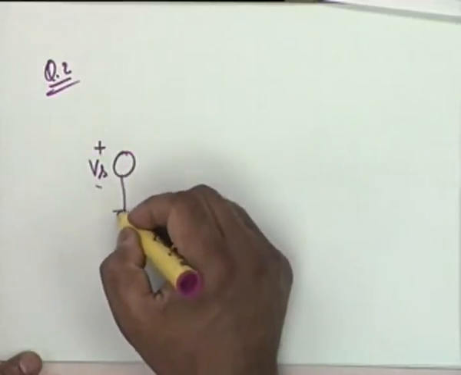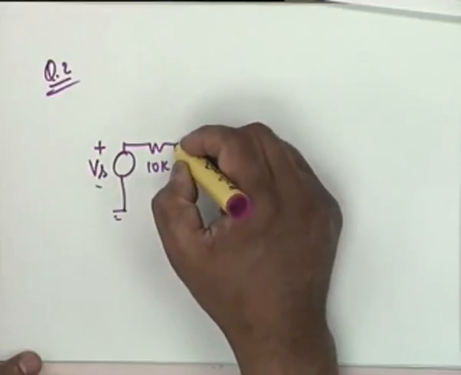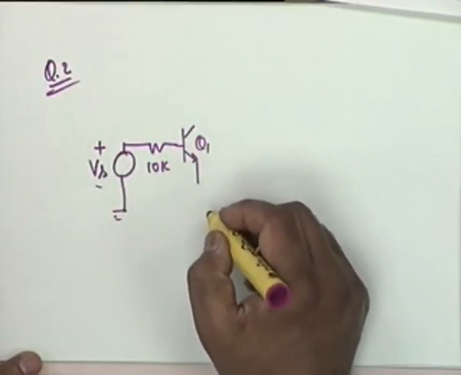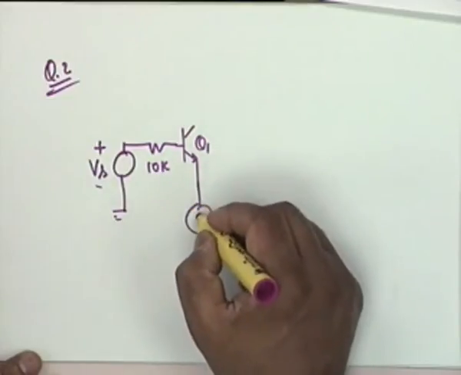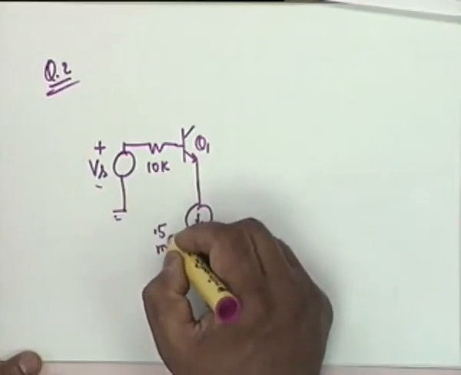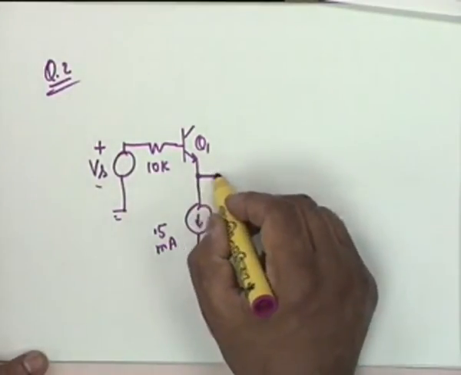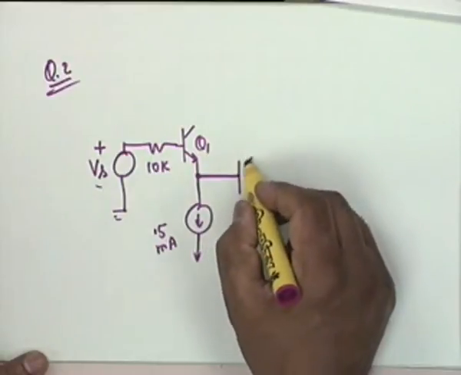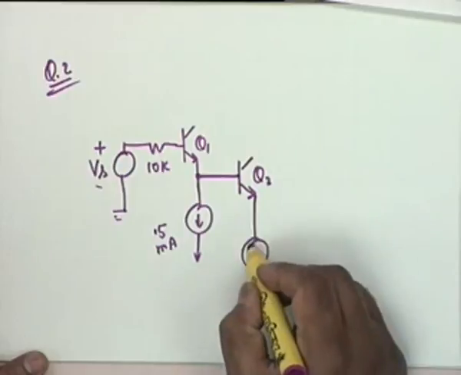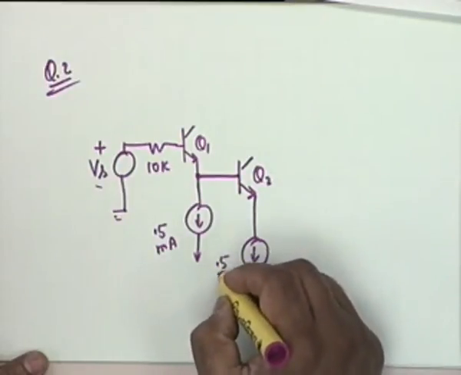Vs, 10K, Q1. All transistors are biased by a current generator. This is biased by a current generator, and this goes to the next stage, that is Q2. This is also biased by a current generator, 0.5 milliampere.